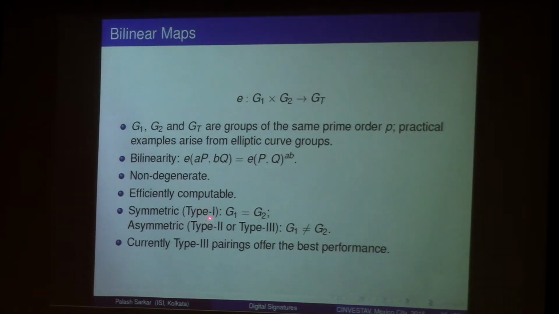There are, broadly speaking, two classes of bilinear maps. The symmetric maps, where G1 equals G2. Currently, these are not considered to be secure because of recent advances on solving the discrete log problem for fields of small characteristic. For asymmetric maps, one would look at type 2 or type 3, and in this case G1 and G2 are different. And currently, type 3 pairings offer the best performance, both in terms of signing and verification algorithms, and also in terms of signature sizes.